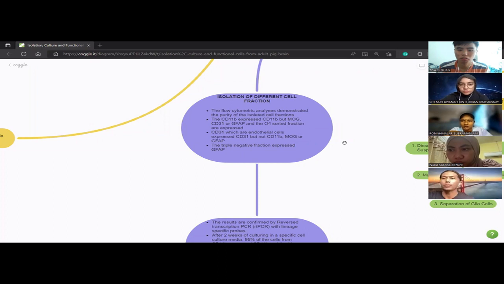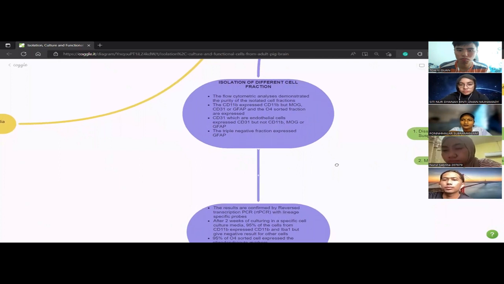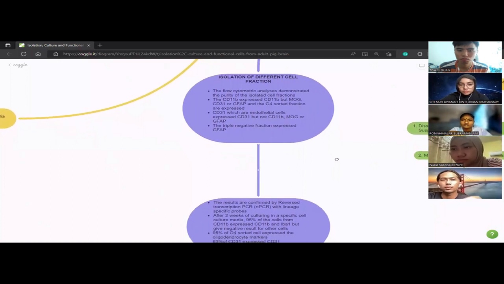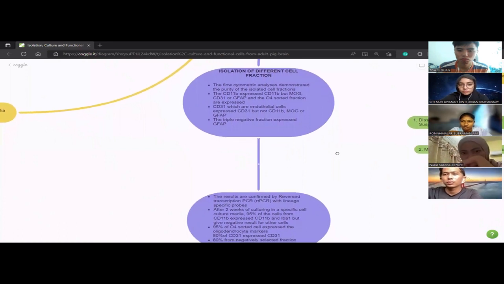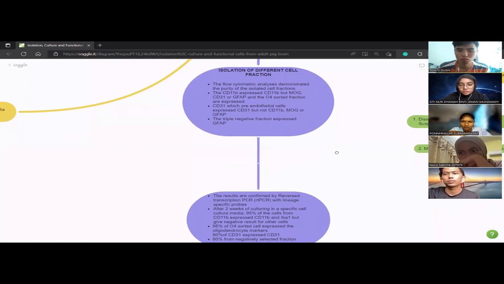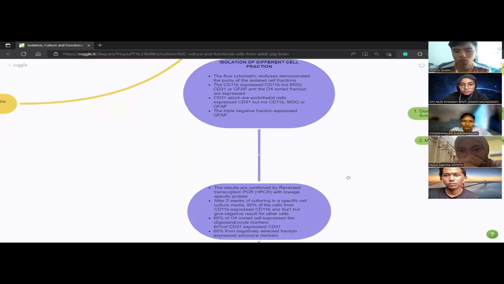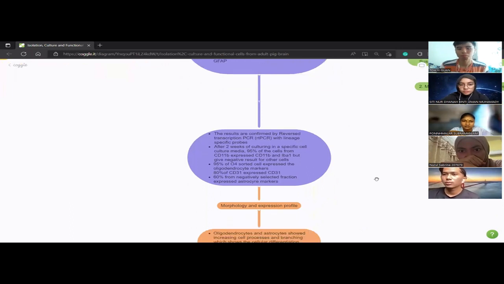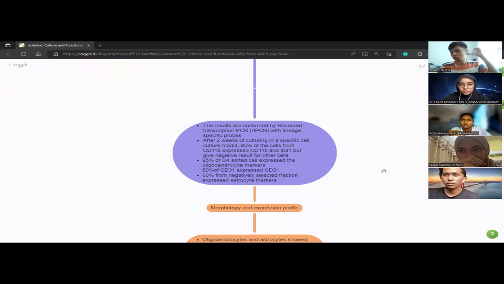The cells were cultured in specific cell culture media, where this medium helps in their growth and differentiation. The cells were observed by immunohistochemistry for the expression profile and to find out their purity. The triple negative fractions express GFAP based on the result. The results were confirmed by reverse transcription PCR, RT-PCR, with the lineage-specific probes.